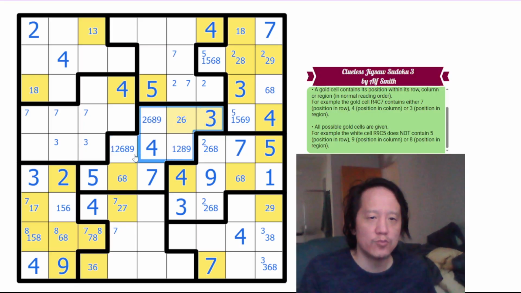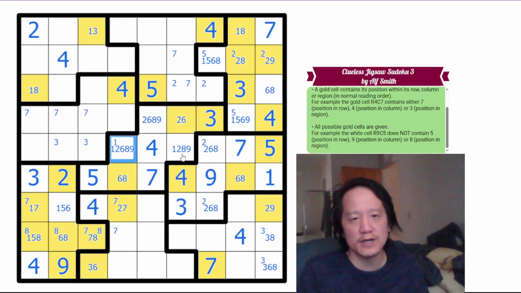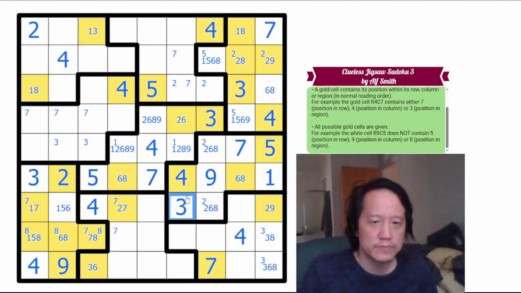Where is the 1 in region 5? Can't be here because it's a white cell and it's position 1. Can't be either of these because it doesn't match the gold cell positioning, so 1 has to be one of these 2.